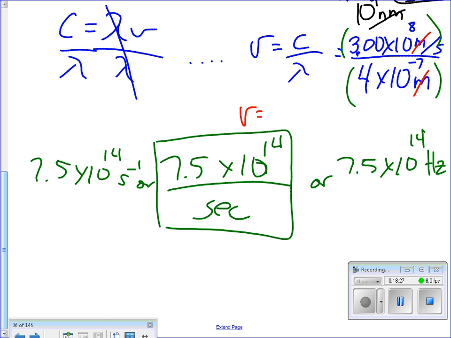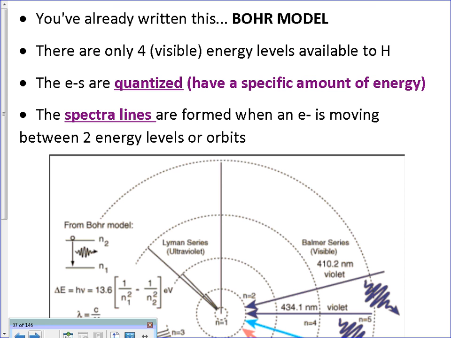Okay, so that's how we calculate some variable about the speed of light or related to wavelength or frequency. Let's talk a little bit more about what these are used for, okay? So we're going to combine this with a model too. This is something you've already written a little bit about in your history notes. So if you want to add anything to it, that's fine.